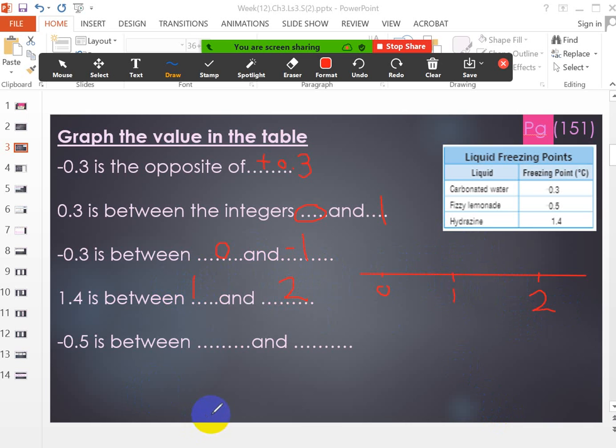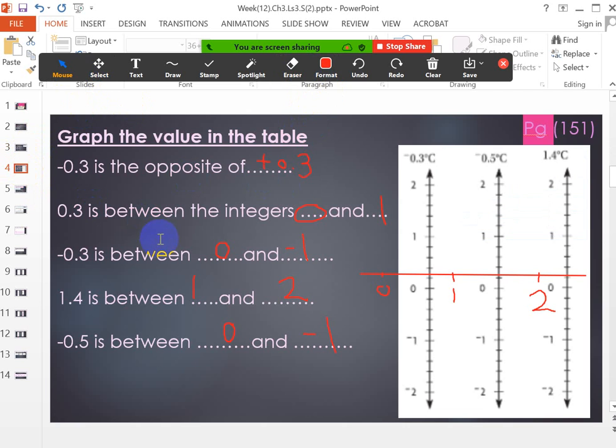What about negative 0.5? As we talked about negative 0.3, negative 0.5 is also between those two integers, 0 and negative 1, the same idea. Why do we want to know where the number will be on the number line? Because now we will locate each one on the number line. Okay, girls? So let's move now to the number line.